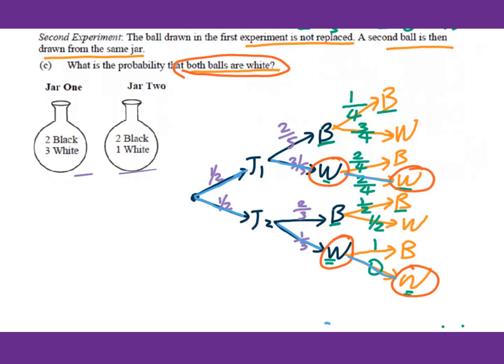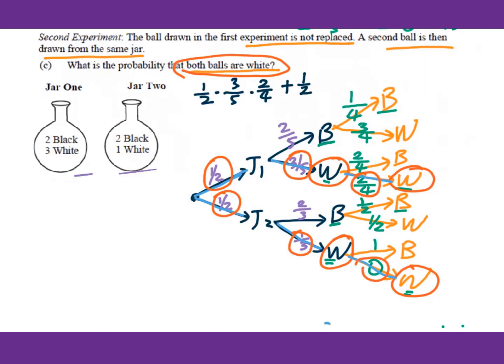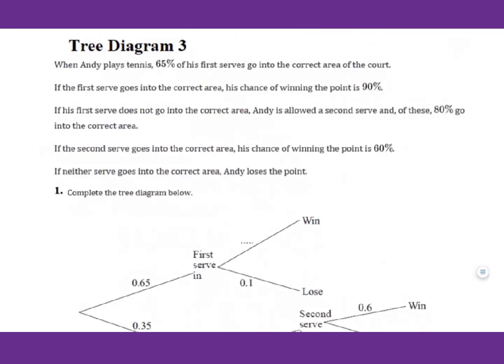Therefore, you will have 1/2 times 3 over 5, then times 2 over 4, then adding 1/2 times 1 over 3 times 0. You will get 3 over 20. Let's go to tree diagram 3.